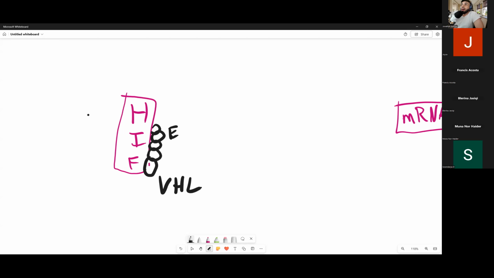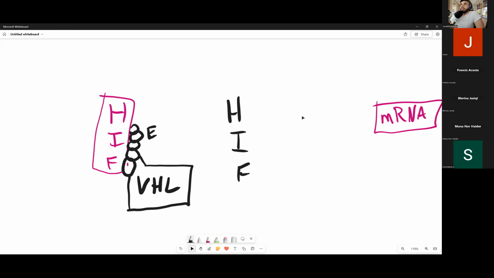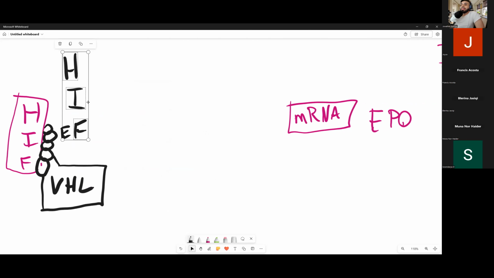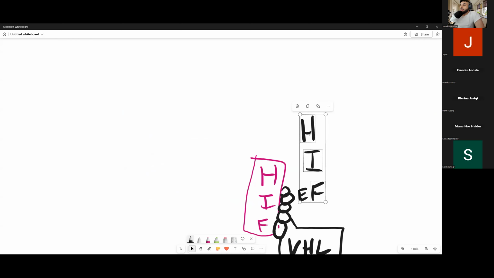Now, in moments where you have hypoxia, you will find that this VHL loses its expression. It cannot express itself. Therefore, it is not tagging the HIF. HIF is going along without being tagged. If that's the case, now HIF will be liberated. And we mentioned it before. HIF, what does it actually do? Well, when HIF increases, it's able to enhance transcription of EPO.